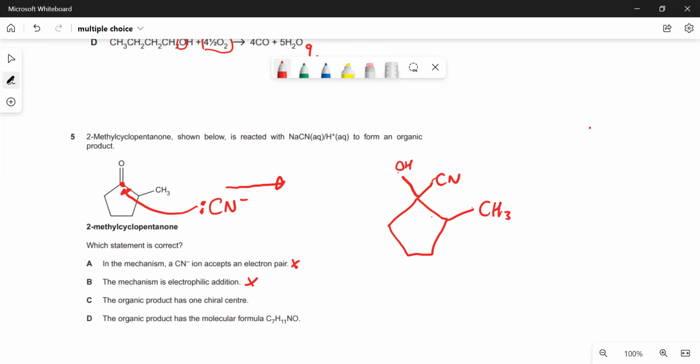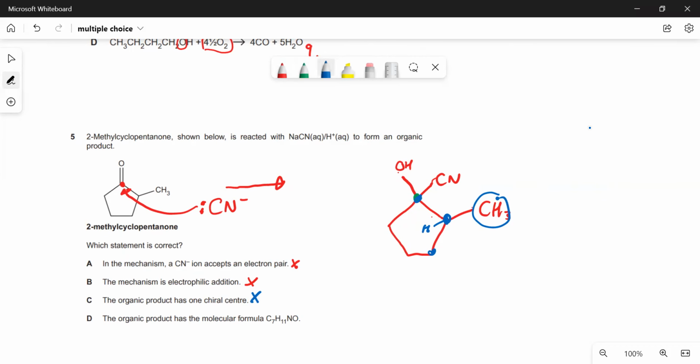The organic product has 1 chiral center. That is not correct, because look, that carbon is chiral. You've got OH, CN, and 2 different carbons attached to it. And this carbon here is also chiral. You've got an H attached to it there. You've got a methyl, and you've got that carbon and that carbon, they're the same. So there's 2 chiral centers in that, so that's wrong. So the last one must be correct.